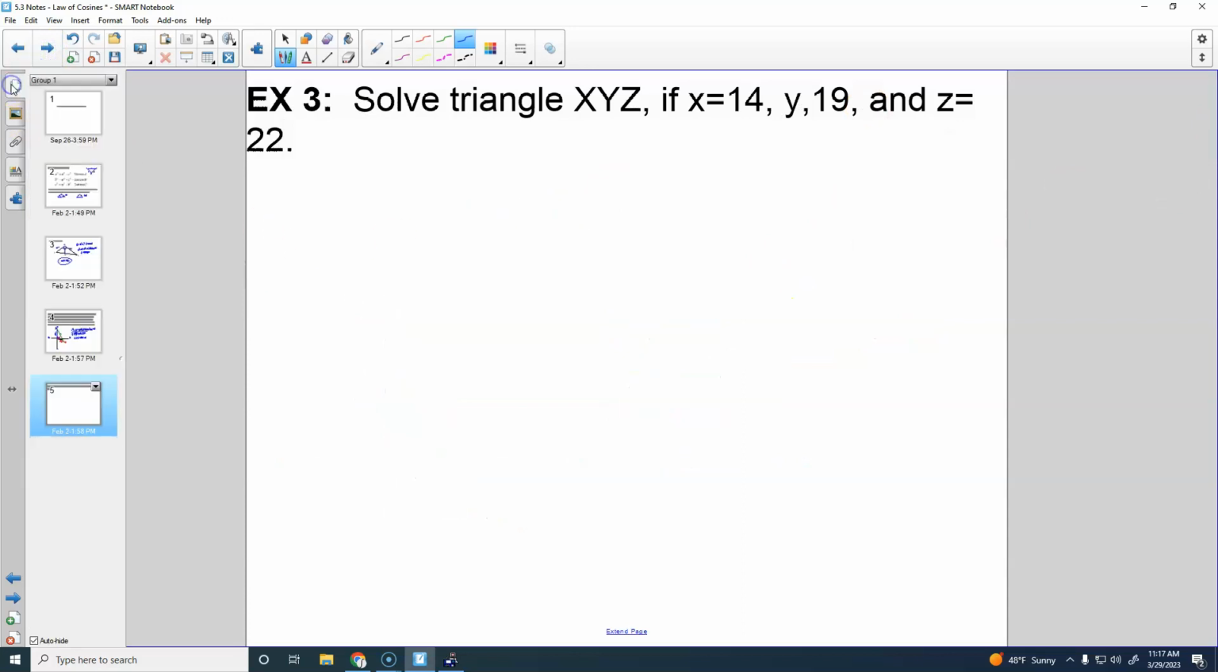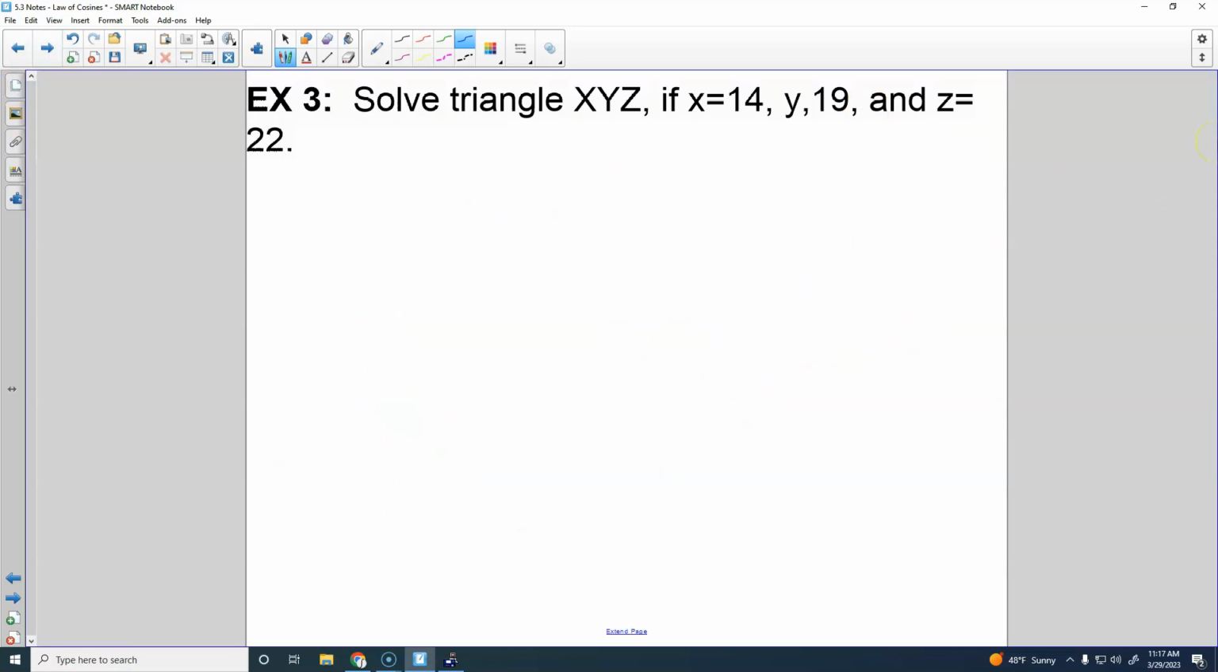All right, we're going to do just one more problem here. We need to do one where we have all of the sides of a triangle. So we're supposed to solve this triangle, XYZ, and we are given all of the sides of the triangle. So if I draw this here, this is my shortest side, it's 14, so I'll call this X. Then we've got 19 is next, so I'll call this right here Y. And then 22 is the longest, so I'll call this Z.